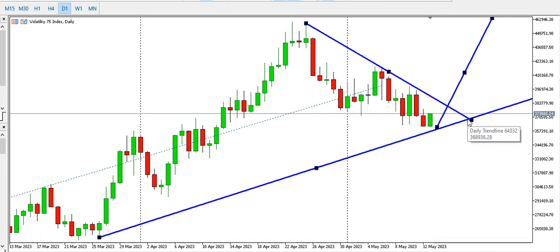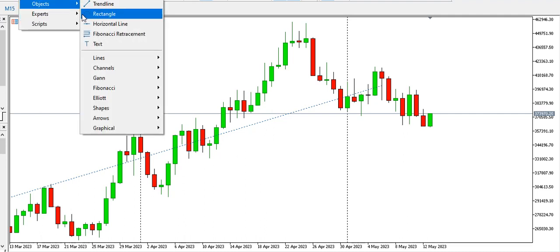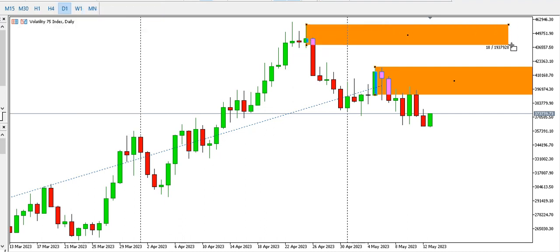Where are the places that we have other blocks as price attempts to go up? We have this other block here that might serve as resistance. This might serve as resistance, and as price attempts to go up, we also have another other block around here that might also serve as resistance.